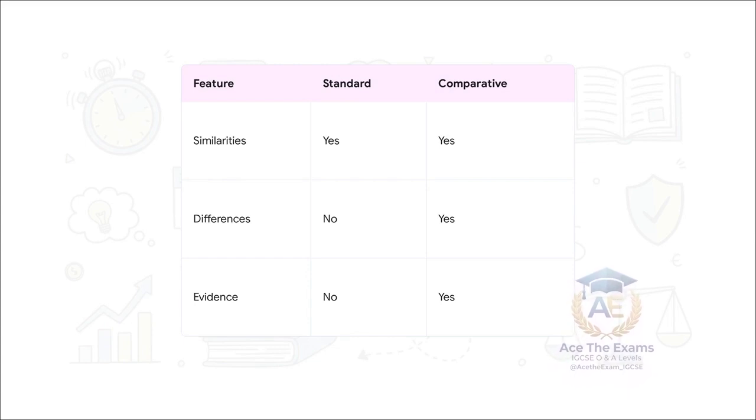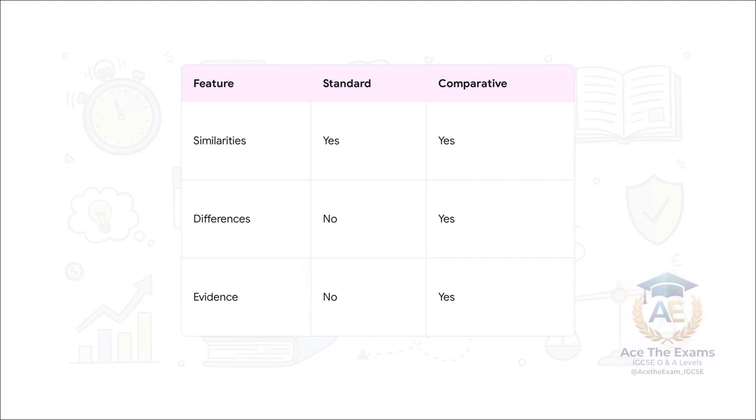On the other side, we have comparative analysis. This is what you need to be doing. It identifies similarities and differences, but it goes much further by using comparative connectives, words like whereas, conversely, or in contrast, and supporting each comparison with hard numerical evidence. Ultimately, you must draw conclusions about the relative importance of these points. This depth is what separates a good candidate from a truly elite one.